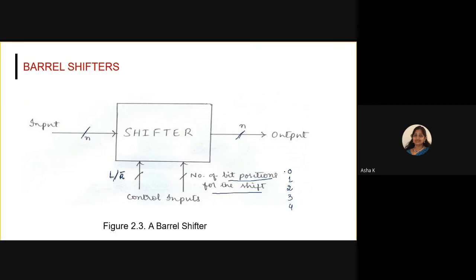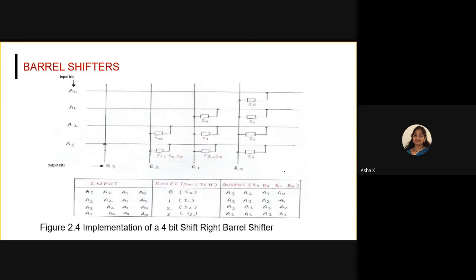Number of shift bit position is 0. One such example is implementing a 4-bit shift right barrel shifter. We are performing a shift right barrel shifter operation with the help of this particular block diagram, which we will learn.